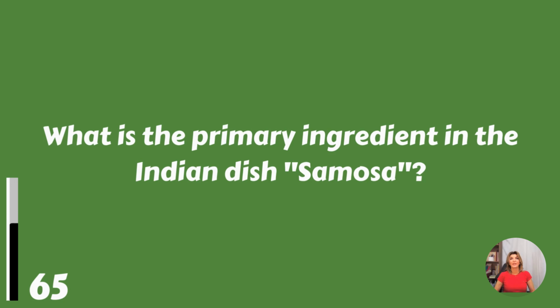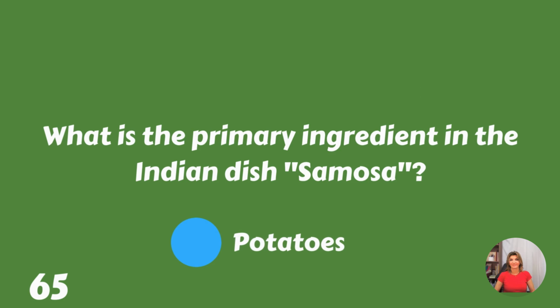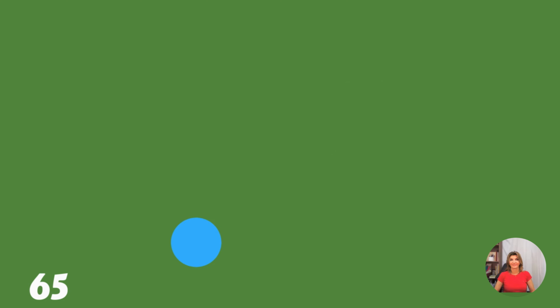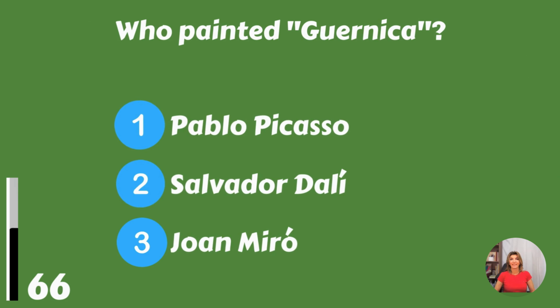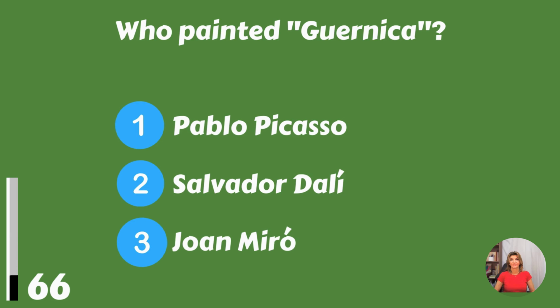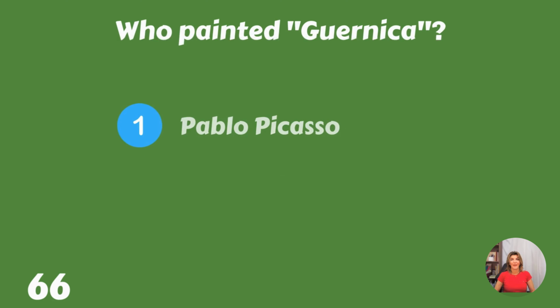What is the primary ingredient in the Indian dish samosa? Potatoes. Who painted Guernica? Pablo Picasso, Salvador Dali, or Joan Miró? Pablo Picasso.